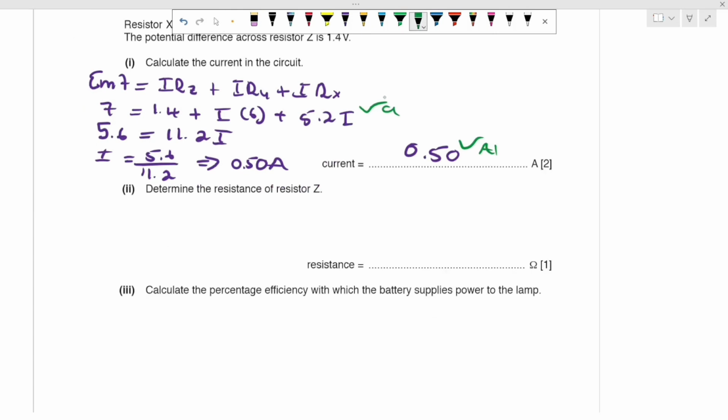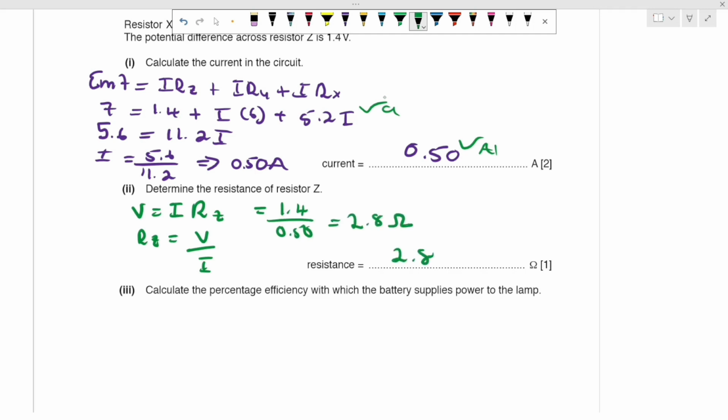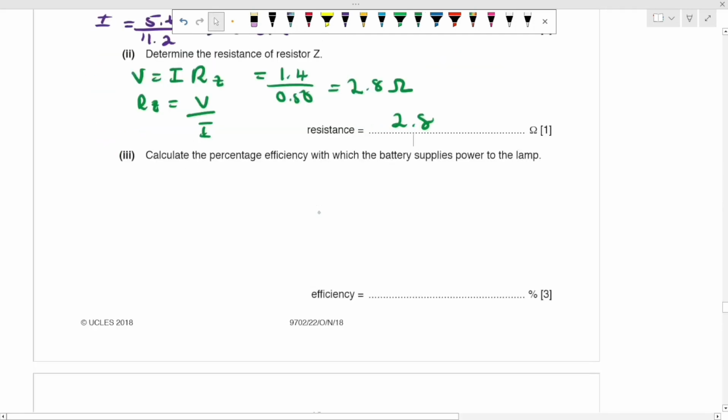Calculate the resistance of resistor X. We know that, like I've said, V is equal to IR. So if you want to find RZ, RZ is going to be equal to V divided by I. But the V for RZ is actually 1.4. Then the I is actually 0.50. So this is going to give you 2.8 ohms.